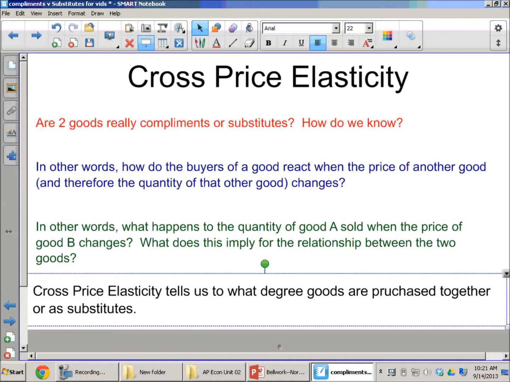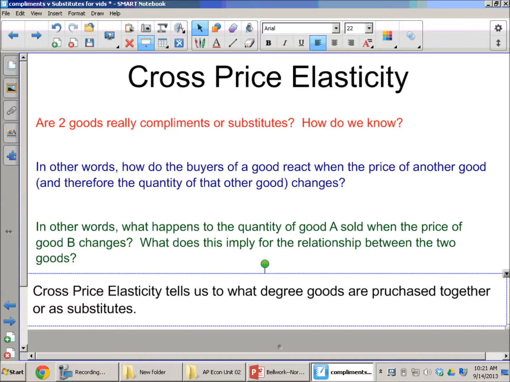So I can tell you that peanut butter and jelly are complements, and that lobster and hot dogs are substitutes. But how do we know that? How do we really know that's the case, other than our experience and our anecdotal evidence and that sort of thing? We obviously can look at prices and quantities to see how that works.